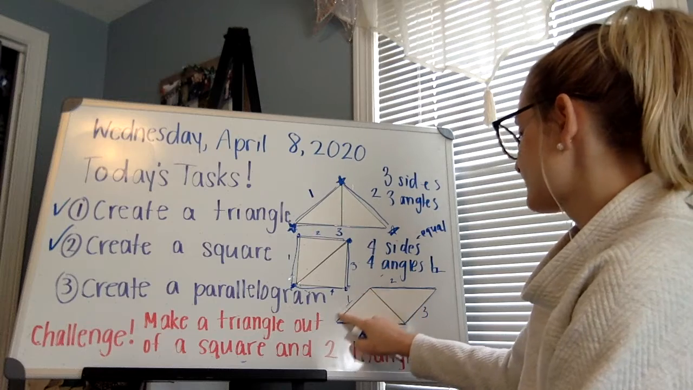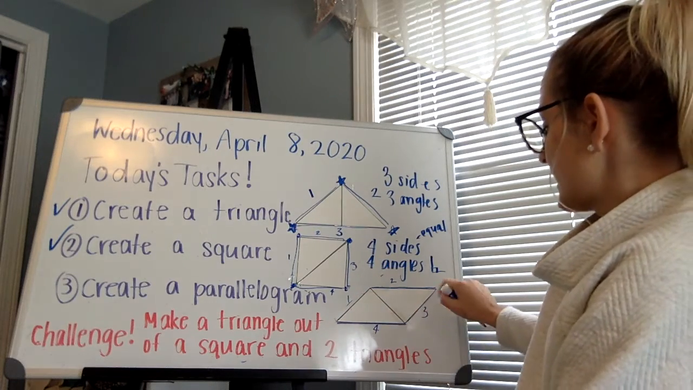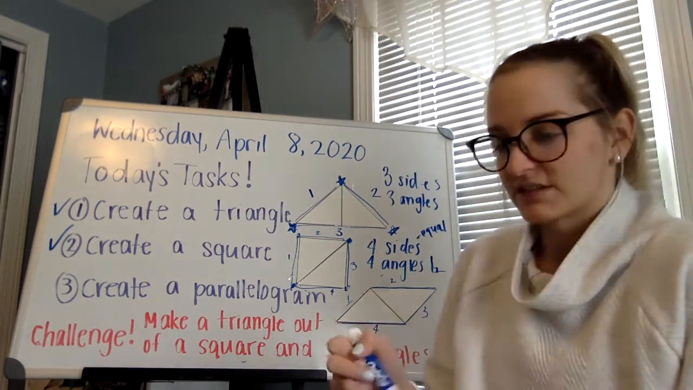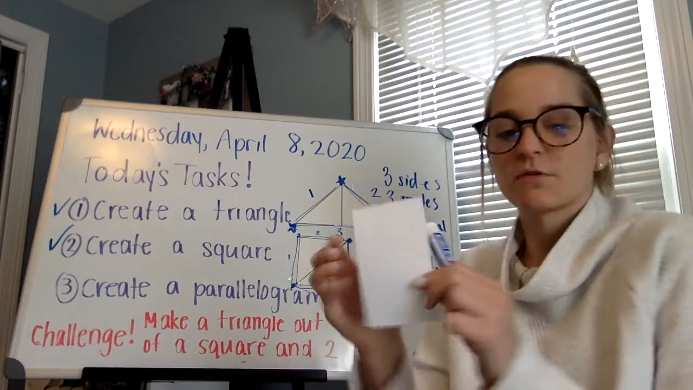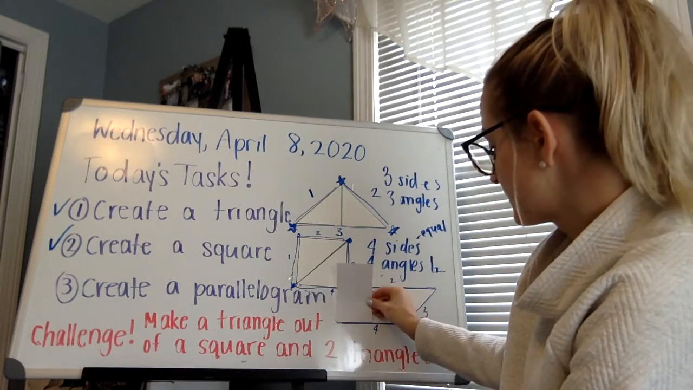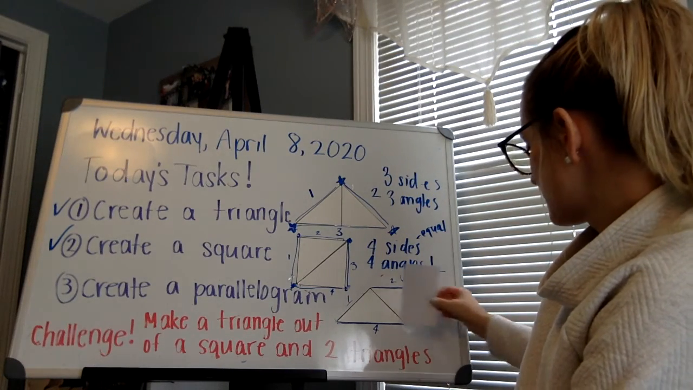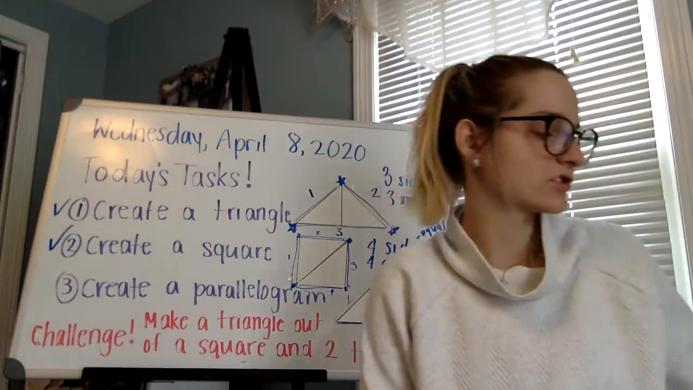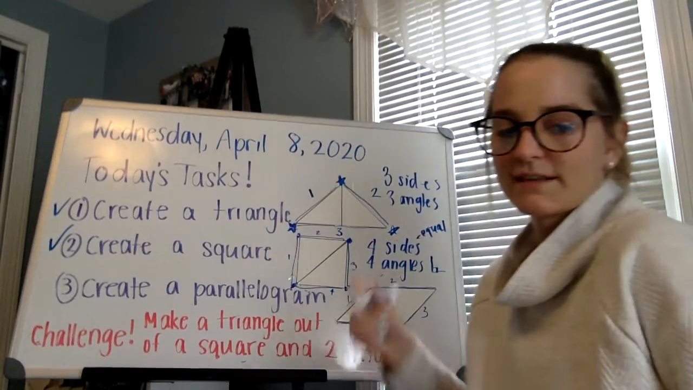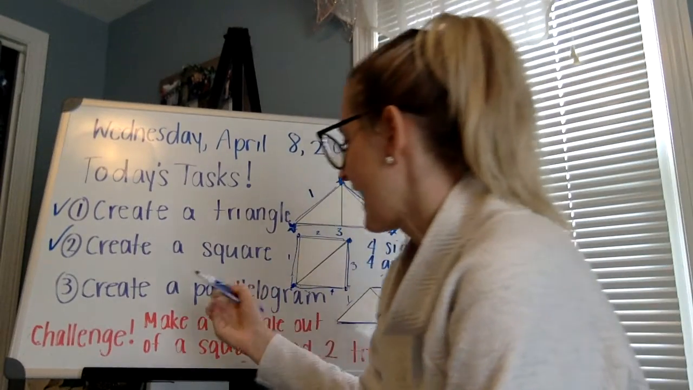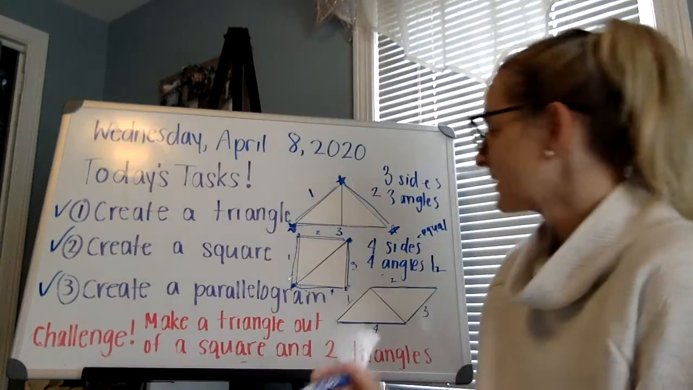It has 4 sides. And it has no right angles, and I can double check again using this paper that I know has square angles to see that none of these are square angles or square corners, okay? So look at that. That was super fast. We did our third task for today.